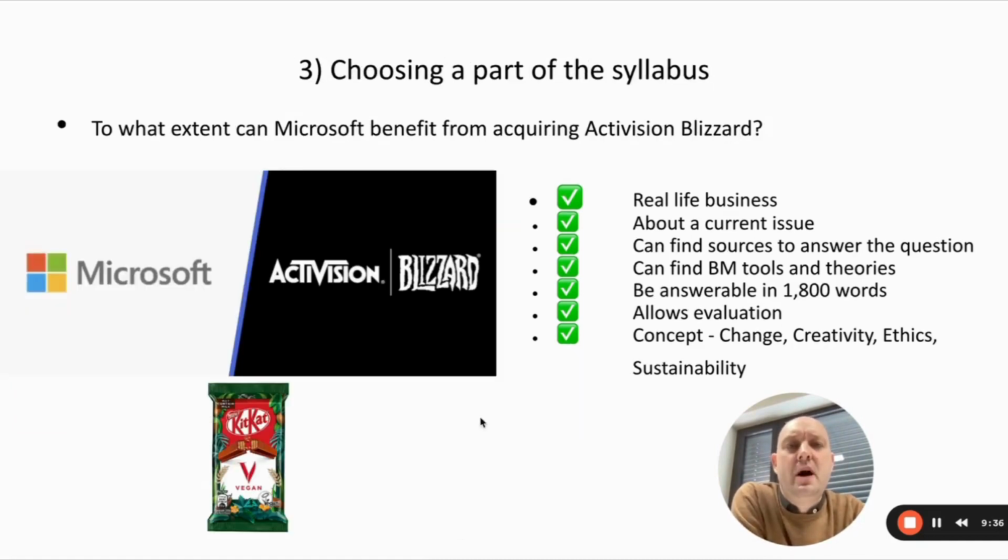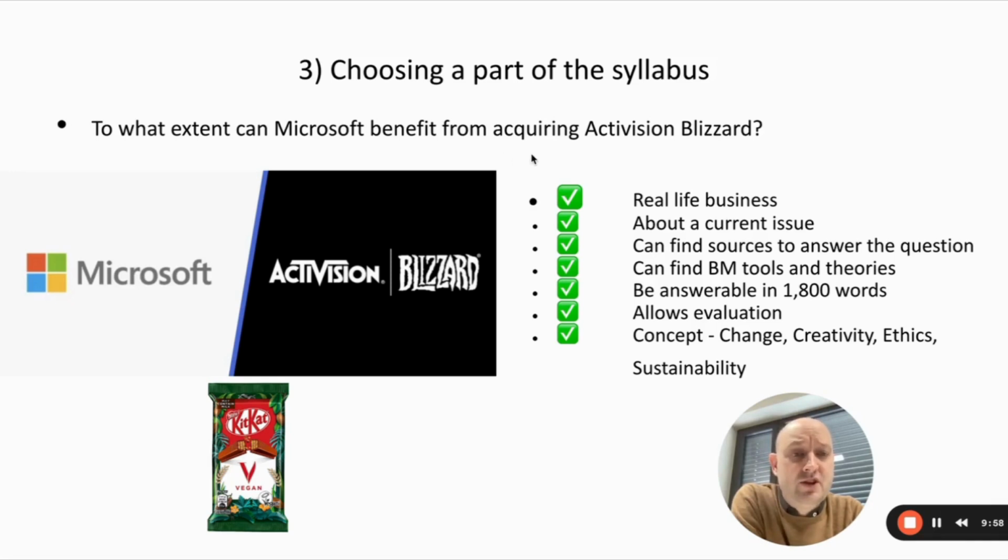Or you could choose a part of the syllabus. So let's say, for example, so this acquisition was a couple of years ago. Let's say you're really interested in mergers and acquisitions. So you really liked it when you studied mergers and acquisitions. And then you go and find an acquisition that's happening at the moment or within the last couple of years. And then you evaluate that acquisition.